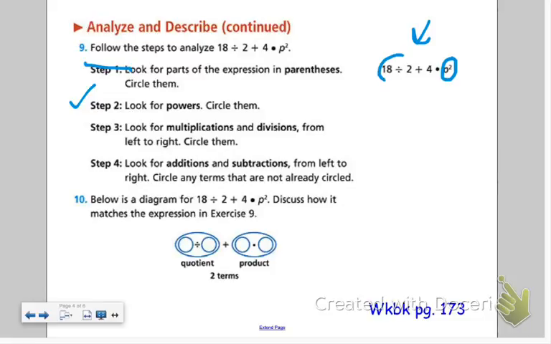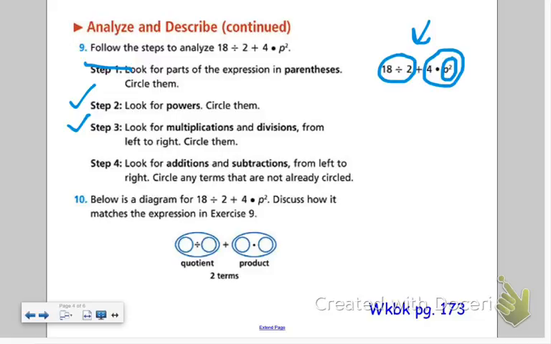Well, I see a division here. I've got 18 divided by 2. And I actually see a multiplication as well. I'm doing 4 times that power, 4 times p to the second power. Step 3 is complete. I've gotten all the multiplications and divisions done.